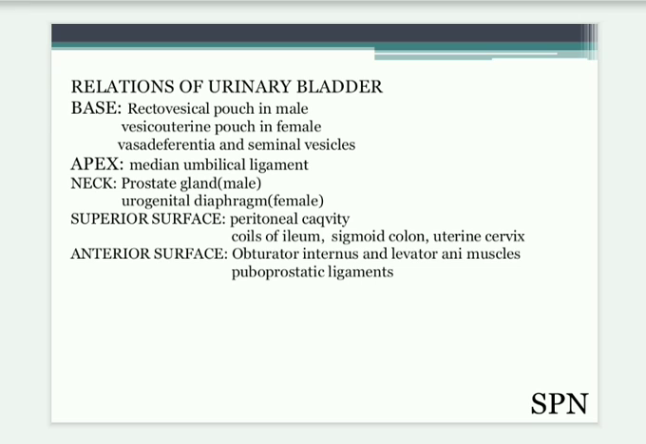Next, your neck is related to the prostate gland in males and the urogenital diaphragm in females. Your superior surface is related to the peritoneal cavity, with some coils of ileum, sigmoid colon, and uterine cervix. The anterior surface is related to obturator internus, levator ani muscles, and puboprostatic ligaments. So these are some of the relations of the urinary bladder.